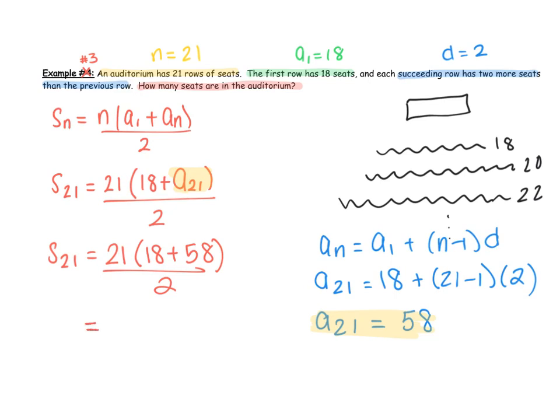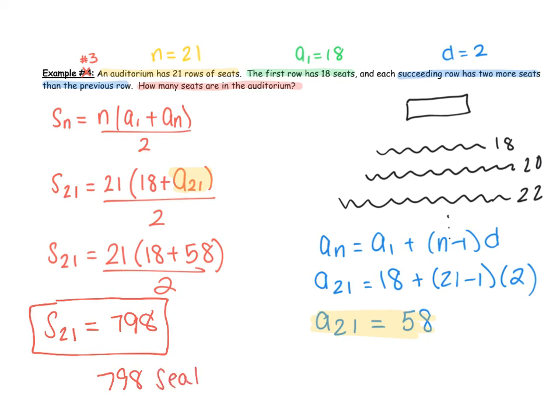Okay, so I got 798. So the sum of 21 terms is 798. So to be specific, there are 798 seats in this auditorium.